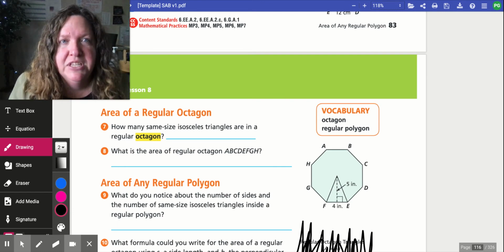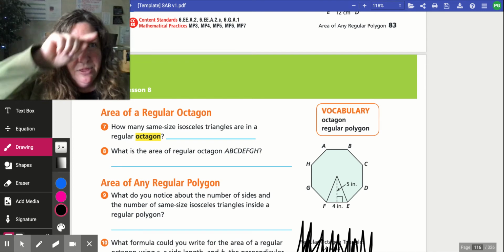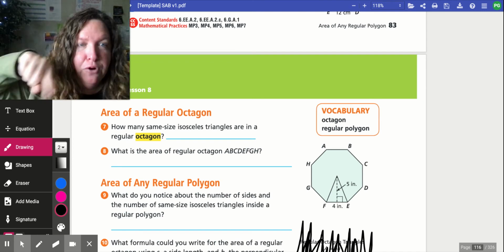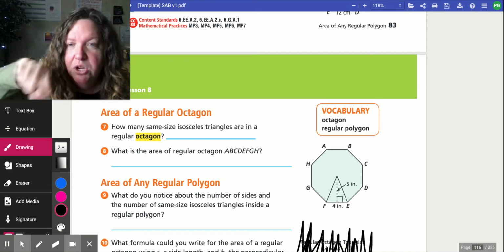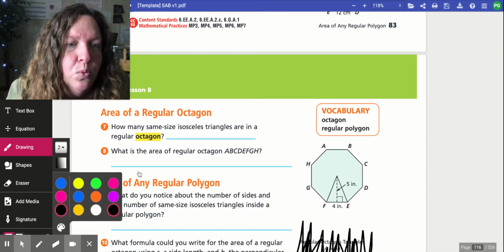And remember, the very first thing we're going to do is put that dot in the center. And then we're going to draw those lines from all the vertices, all the corners. We're going to draw those lines in. So take a look at the picture and go ahead and do that with me.